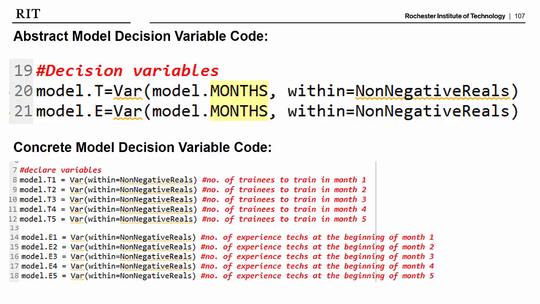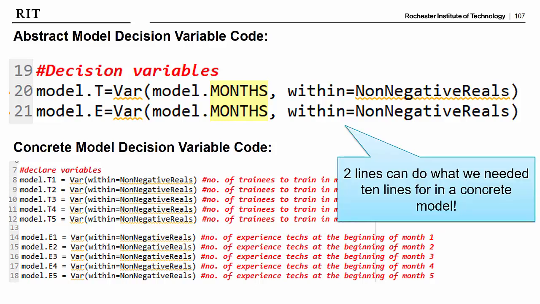So if we compare our abstract model decision variable code to our concrete model decision variable code, we can see that it's a lot more succinct. In particular, it only took us 2 lines of code to create our decision variables. And in our concrete model, those same decision variables were made with 10 lines of code. So our abstract models can be a lot more efficient to write, especially if we're writing really, really large models.